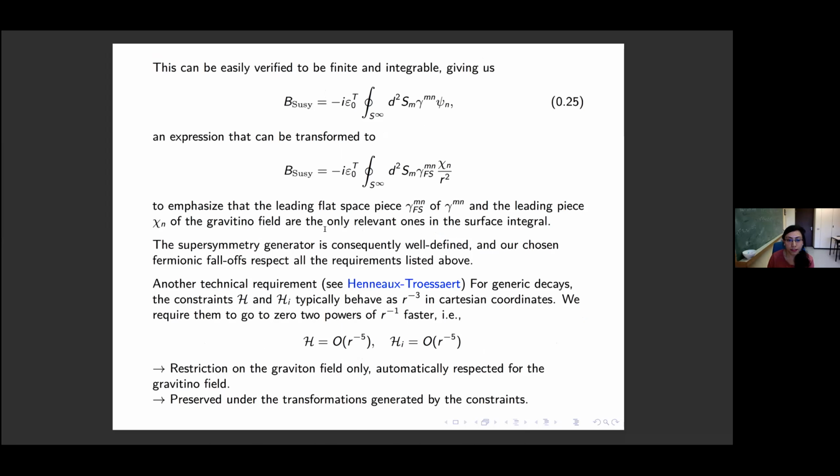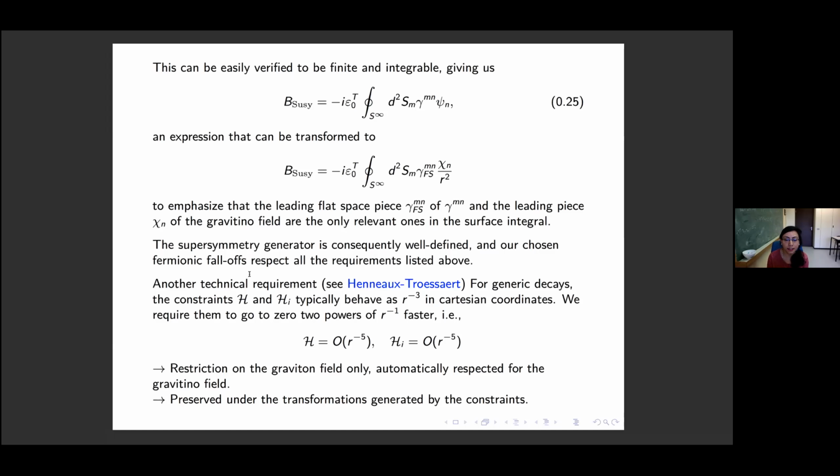So now we have seen that this fall-off of the fermion satisfies all the boundary conditions. And so the supersymmetry generator is consequently well defined, and our chosen fermionic fall-offs respect all the requirements listed above.